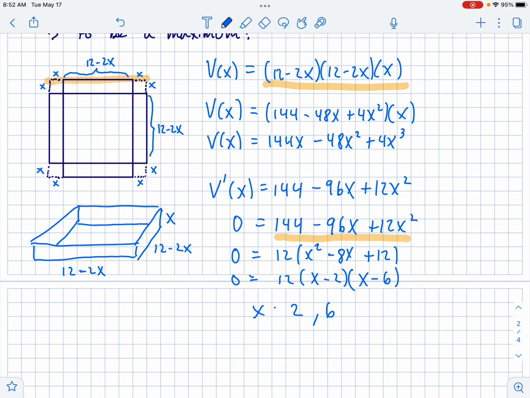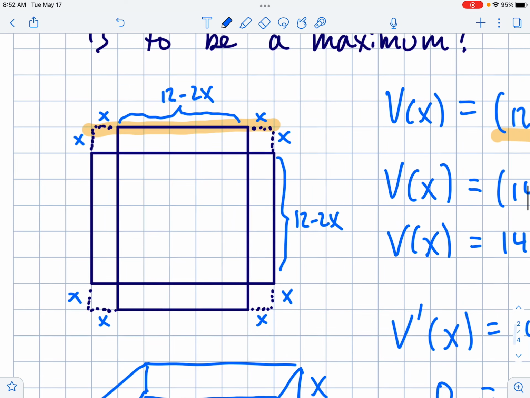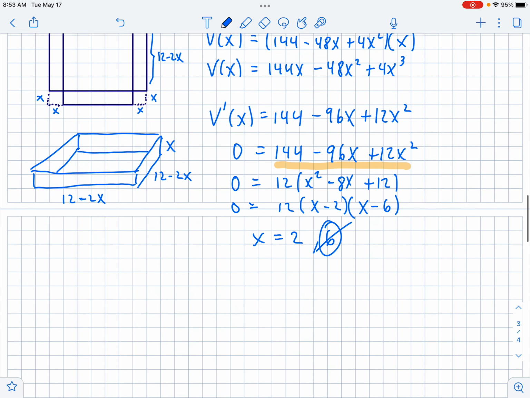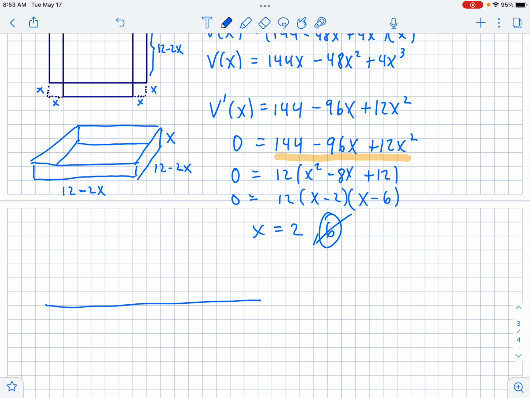Now, you guys, both of these answers don't make sense. There's only one of them that makes sense. If you picture the squares being 2 and 6, if you go back to this right here, picture that this distance here is 6 and this distance is 6, but the whole thing is 12. That doesn't make sense, because if you go 6 over here and 6 over here, you'd be cutting the entire paper in half. It doesn't create anything with a volume. So that's actually probably a minimum that we found for the 6. So we're going to cross that guy out and say we're just using 2.